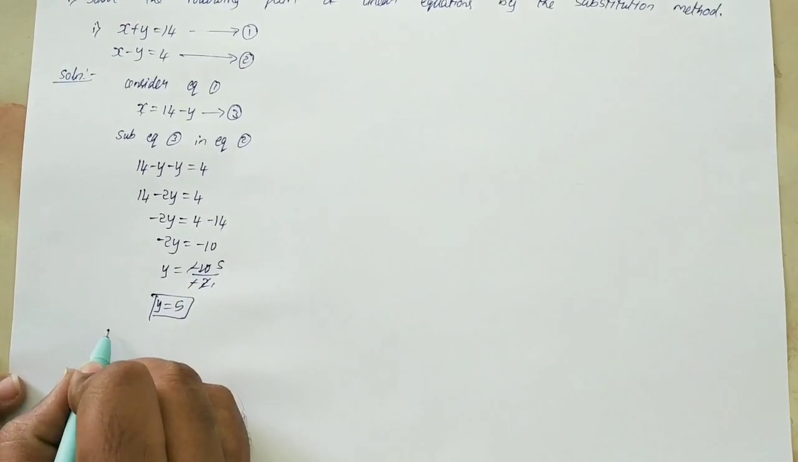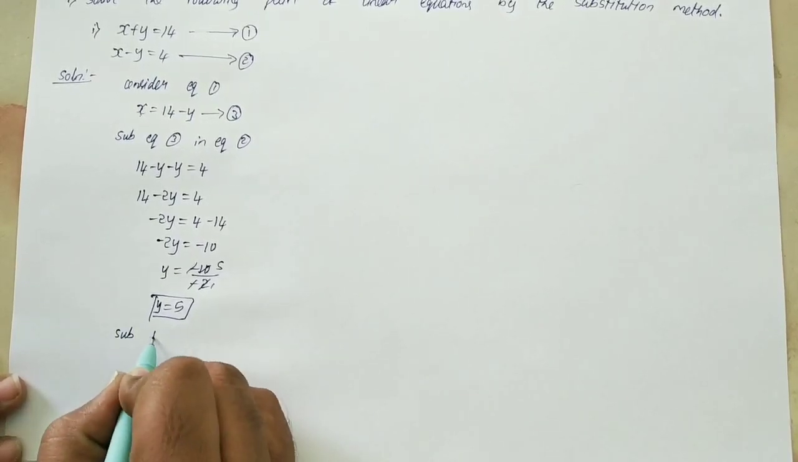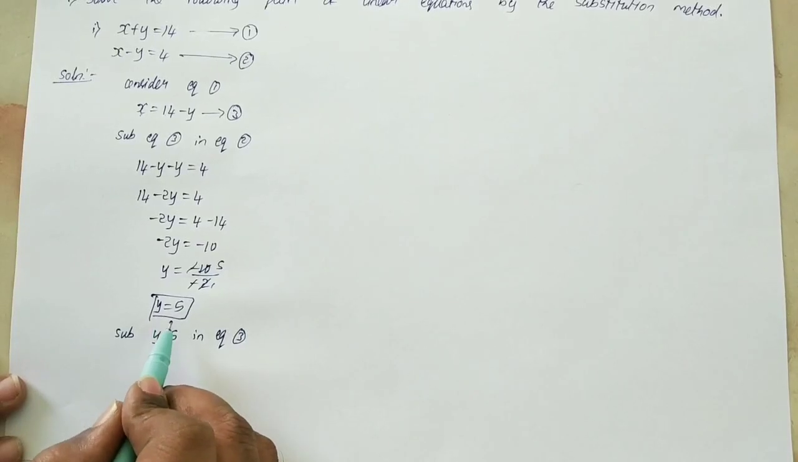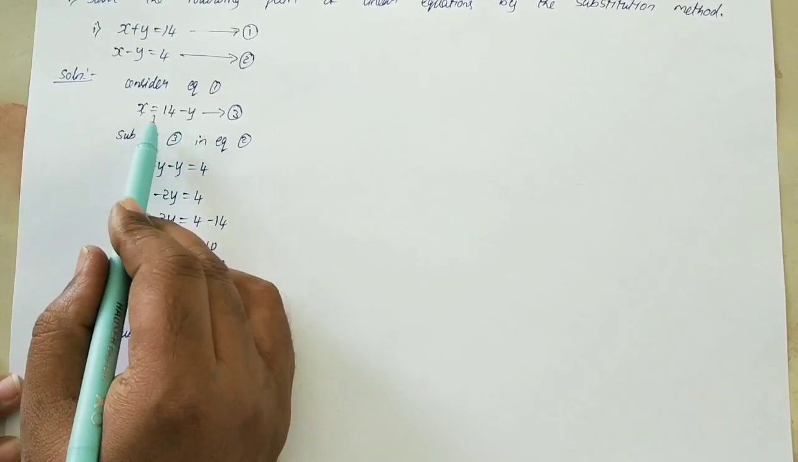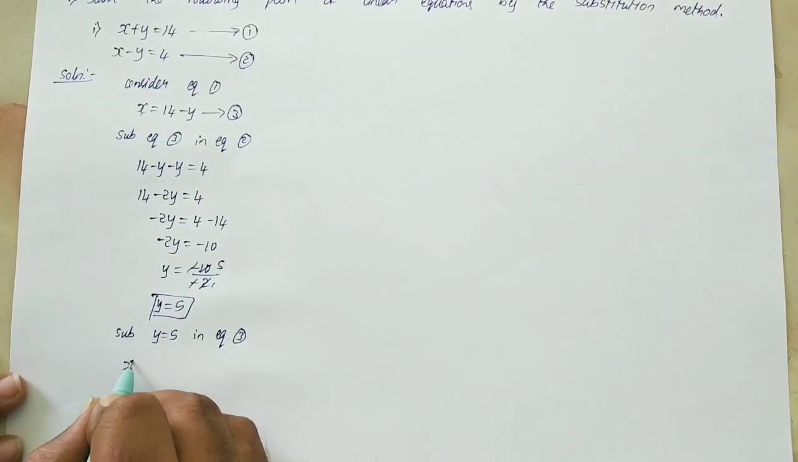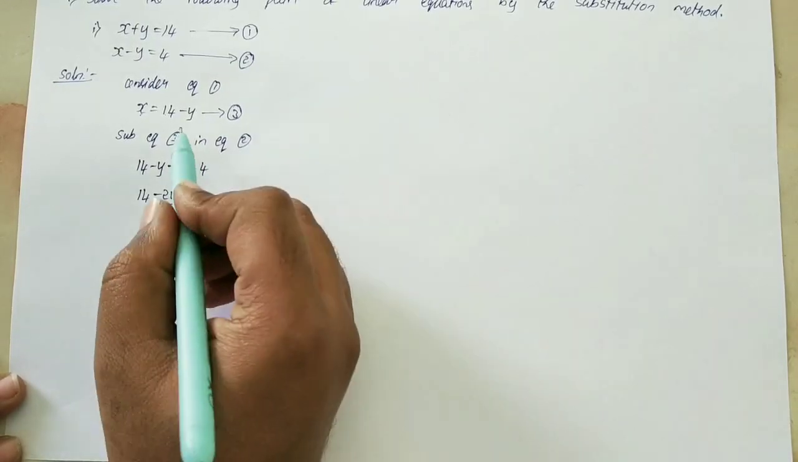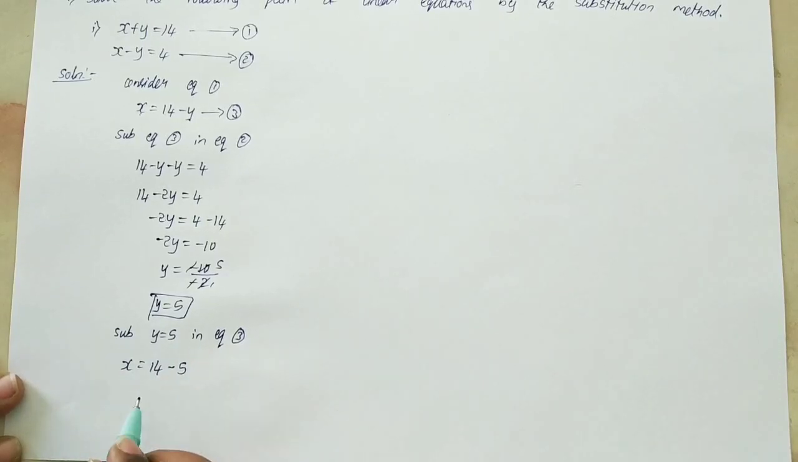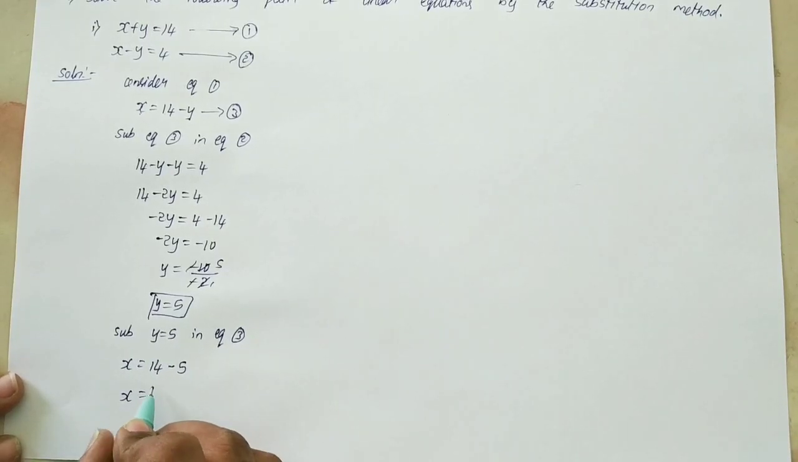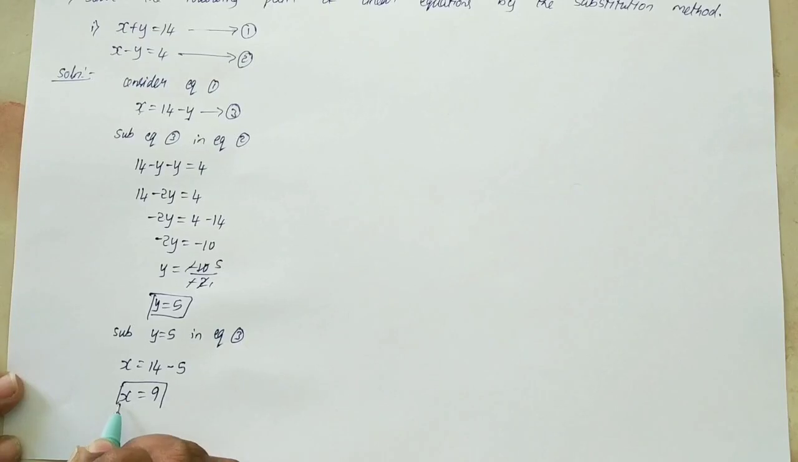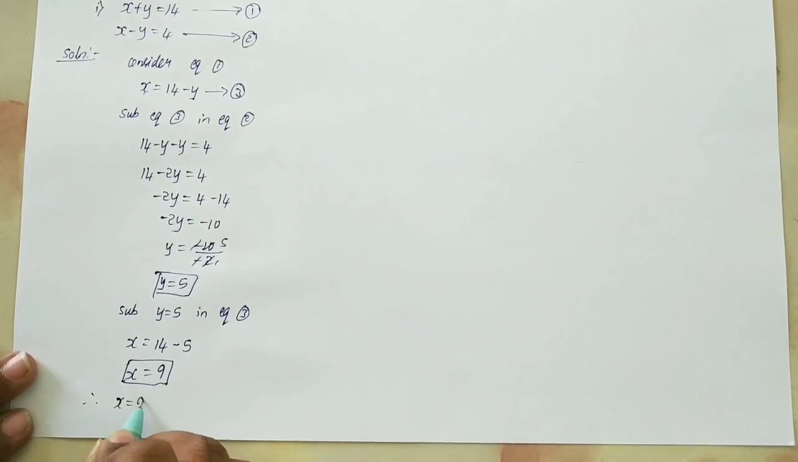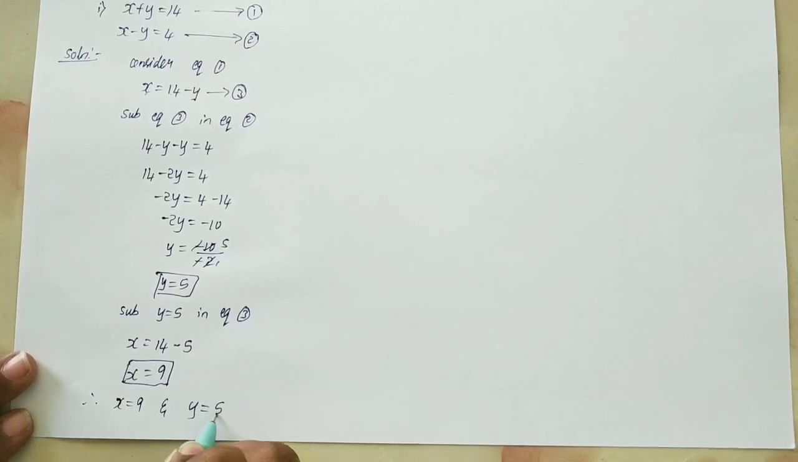Now I will substitute y is equal to 5 in equation 3, and then I will easily get the value of x. So x is equal to 14 minus, in place of y I substitute 5. So x is equal to 14 minus 5, which is 9. This is our x value. Therefore, x is equal to 9 and y is equal to 5. Next sub-question.